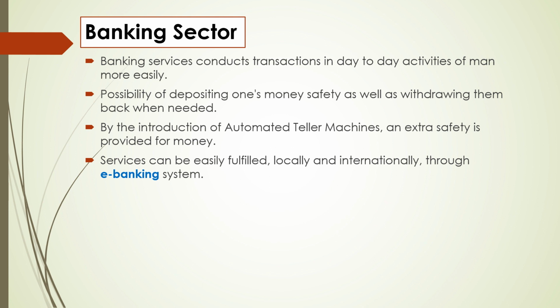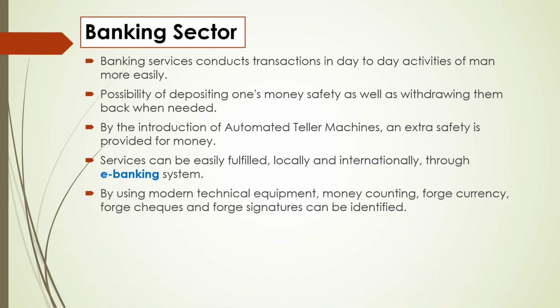phone bills, whatever. So by using modern technical equipment, money counting, forged currency, forged checks and forged signatures can be identified. So that modern technical equipment helps the banking officers to prevent these types of illegal activities.